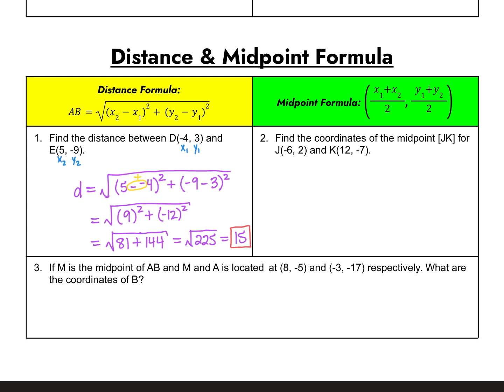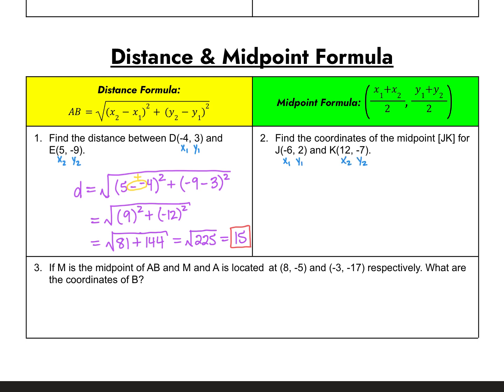Now, midpoint formula. We want to find the coordinates of the midpoint. So we're looking at two points, J and K. The midpoint states that all you have to do is find the point that is halfway for the x's and halfway for the y values. So essentially, all you are doing is finding the median of the two. And anytime you have two numbers, to find the middle you have to add them up and divide by 2 to find the median.